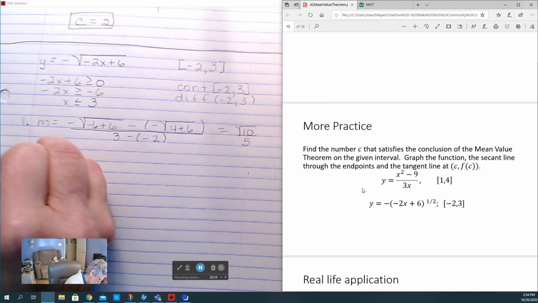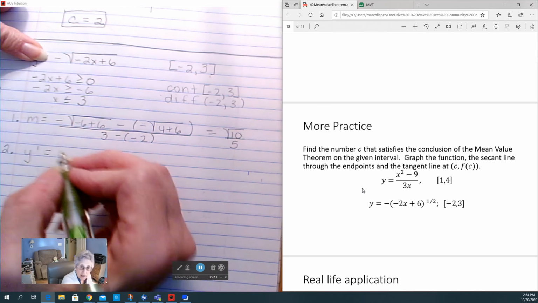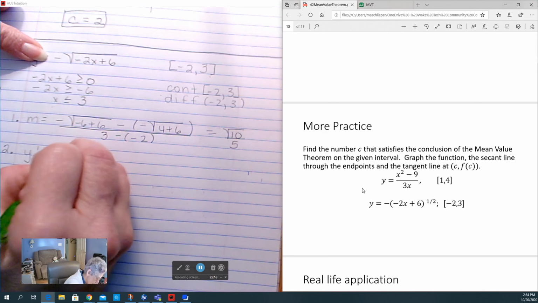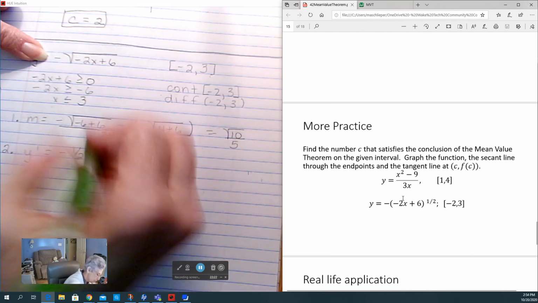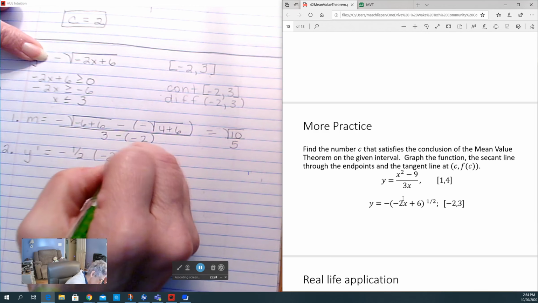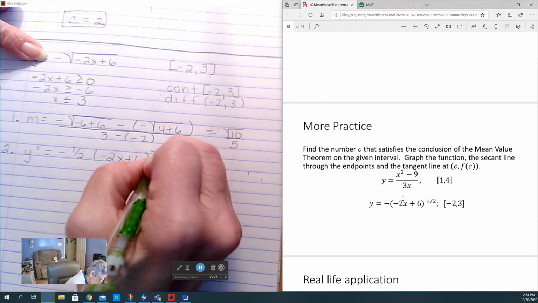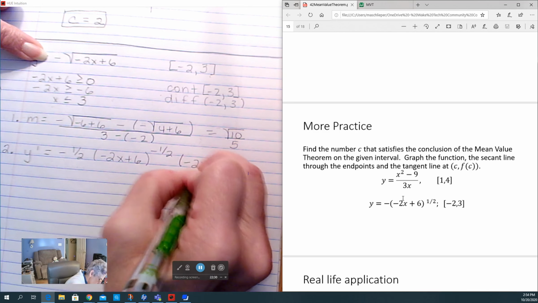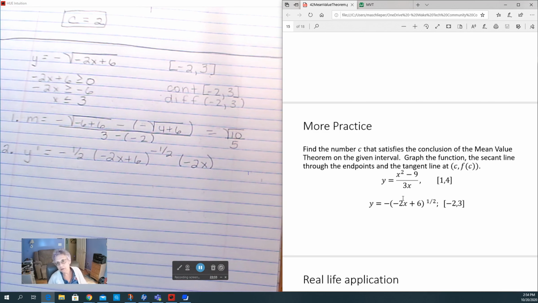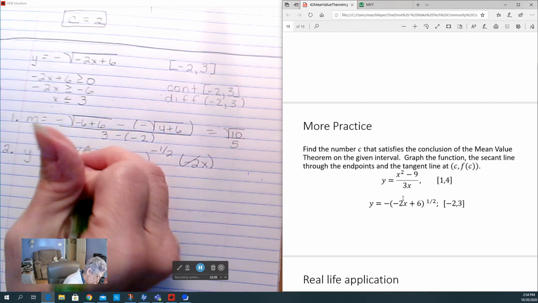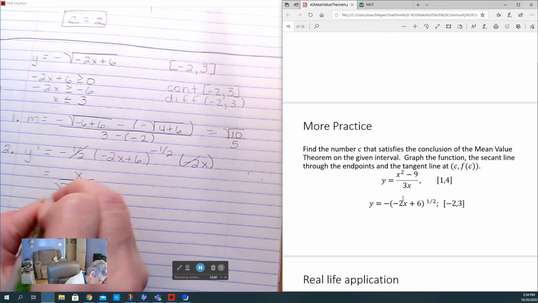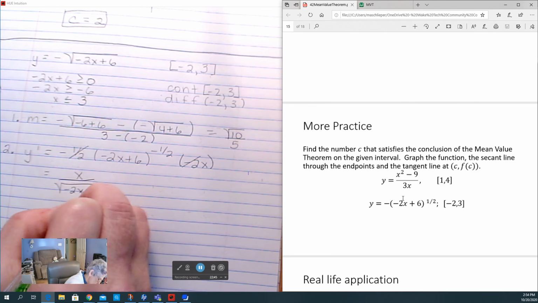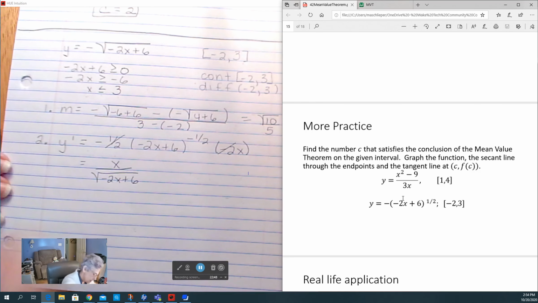Derivative y prime is equal to, I have a negative sign hanging out, so minus 1/2 falls down. You might like looking at it over here. 1/2 falls down, minus 2x plus 6 gets raised to the minus 1/2 power, and we multiply by the derivative of the inside. So you go away with you. I'm left with x over the square root of minus 2x plus 6. Step 3, set them equal to one another.